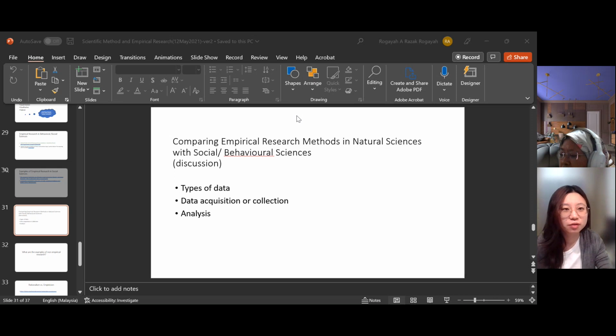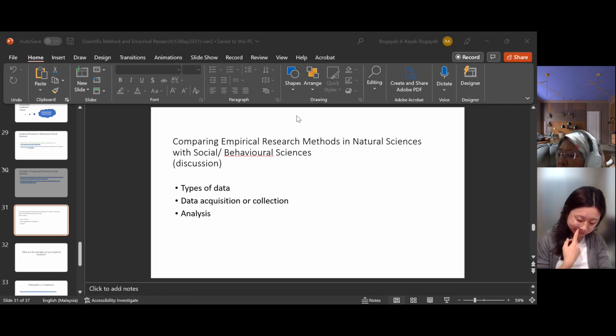Okay. What about the unit of analysis? Oh, I didn't do that. Oh, it's unit of analysis, is it? Well, it can be analysis in general, but it can also be units of analysis. So analysis means what kind of analysis are you going to do, or what kind of analysis is conducted in natural versus social science?